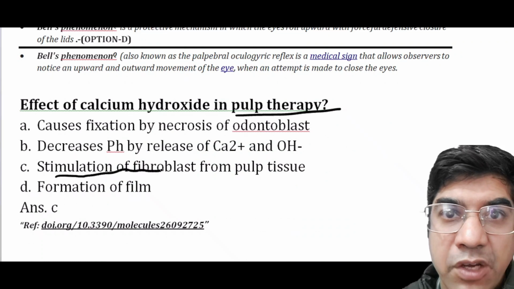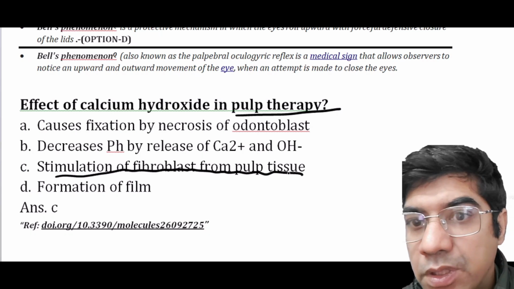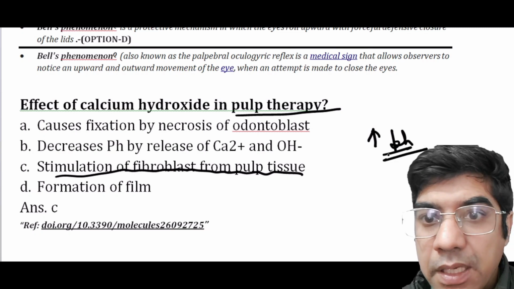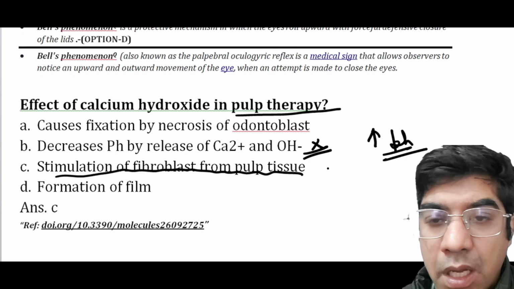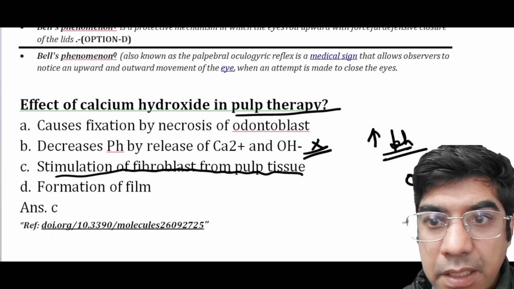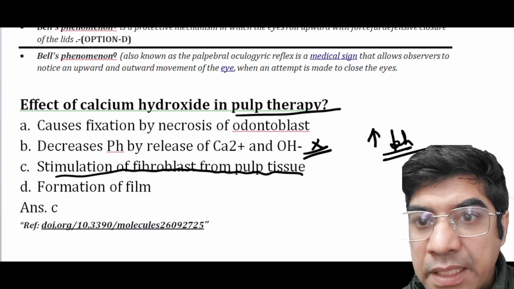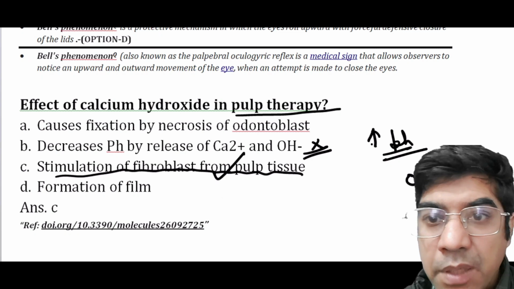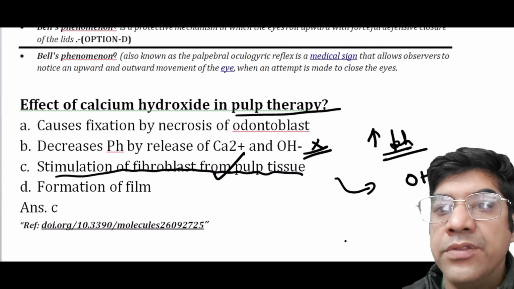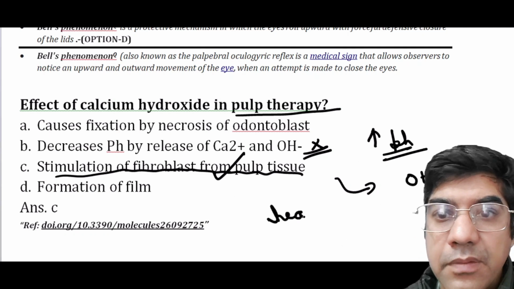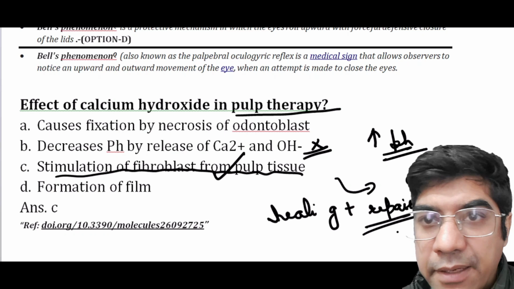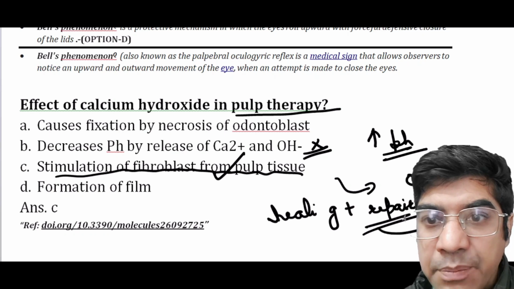The next question: effect of calcium hydroxide in pulp therapy. The answer is stimulation of fibroblasts from the pulp tissues. Now, calcium hydroxide, we know, has a high pH, right? So option B is wrong. It has a high pH and it releases hydroxide ions, stimulating the fibroblasts from the pulp tissue. That is your answer. This stimulation causes healing and repair within the pulp, which leads to formation of a dentine bridge.